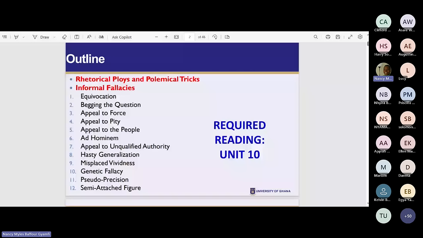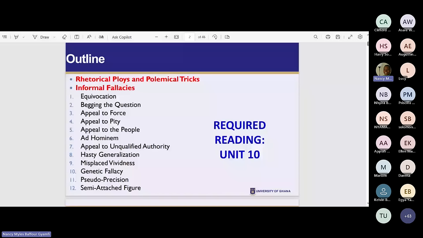Then Unit 9, last week, we saw causal fallacies. Genetic fallacy, we saw, is one of them. We also saw post hoc ergo propter hoc. So confusing cause with effect, etc. Okay. They are also fallacies. But we group them, we label them as causal fallacies because of the nature of those errors. They are all errors arising from the way we are reasoning causally. We are diagnosing the causes for things.